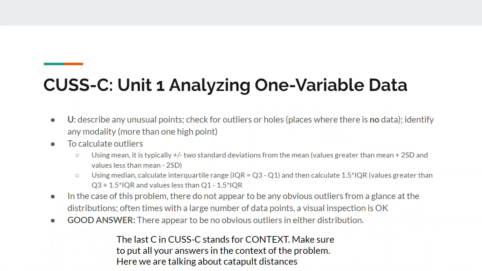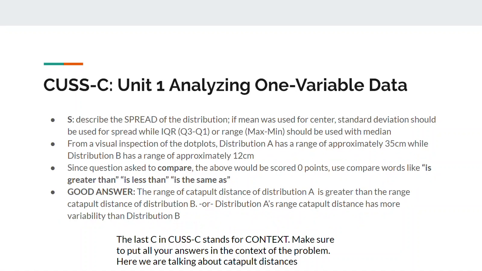And for the outliers, if you look on this slide right here, I give you the description of how to find an outlier. Please let me know if you have any questions. We can go over that separately. In this question, it doesn't appear we have any obvious outliers from a glance, so there appear to be no obvious outliers in either distribution.